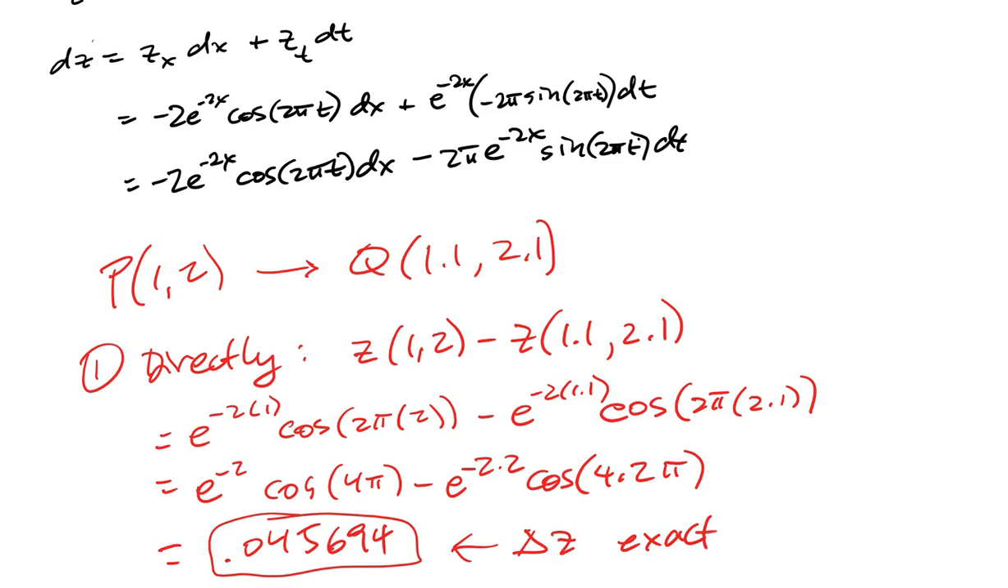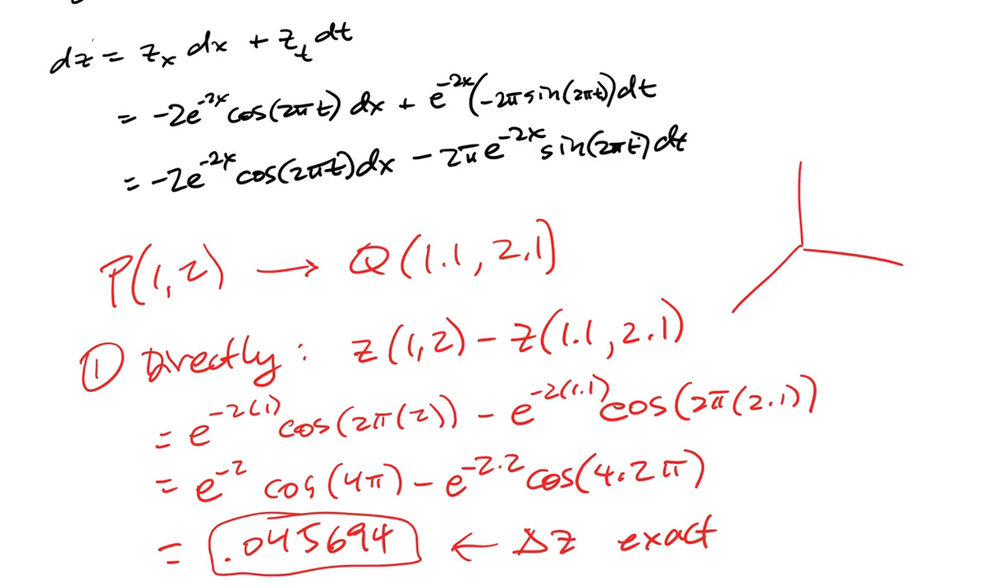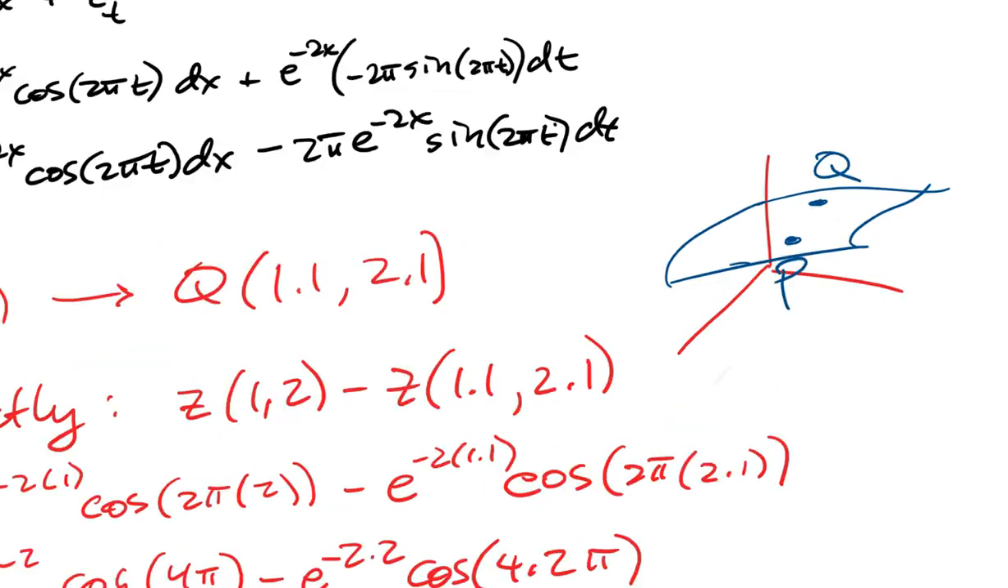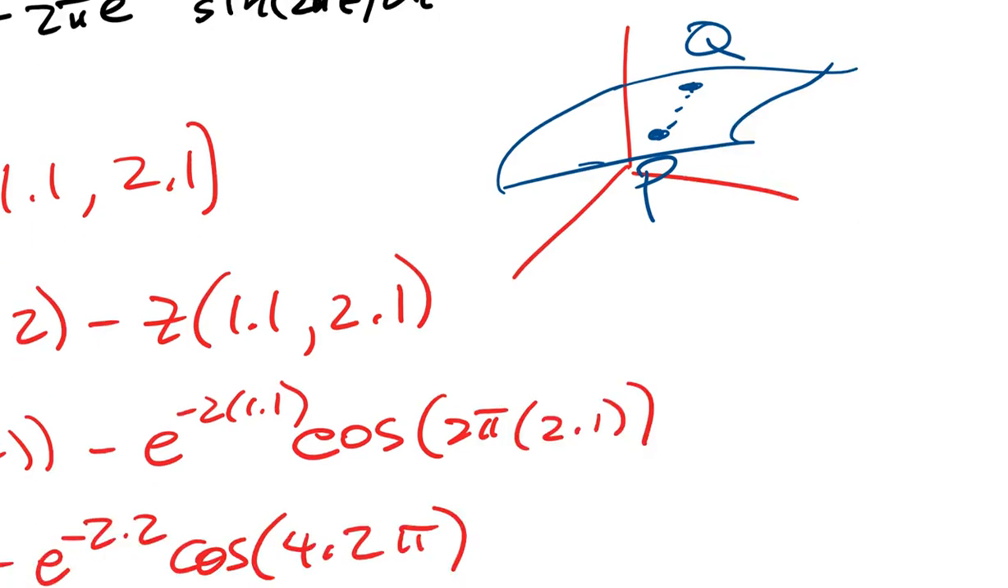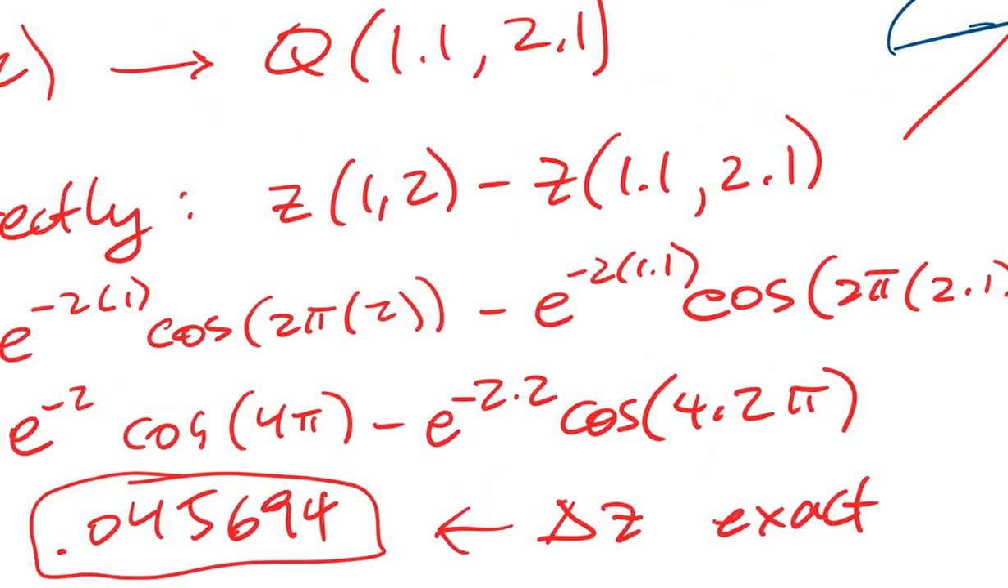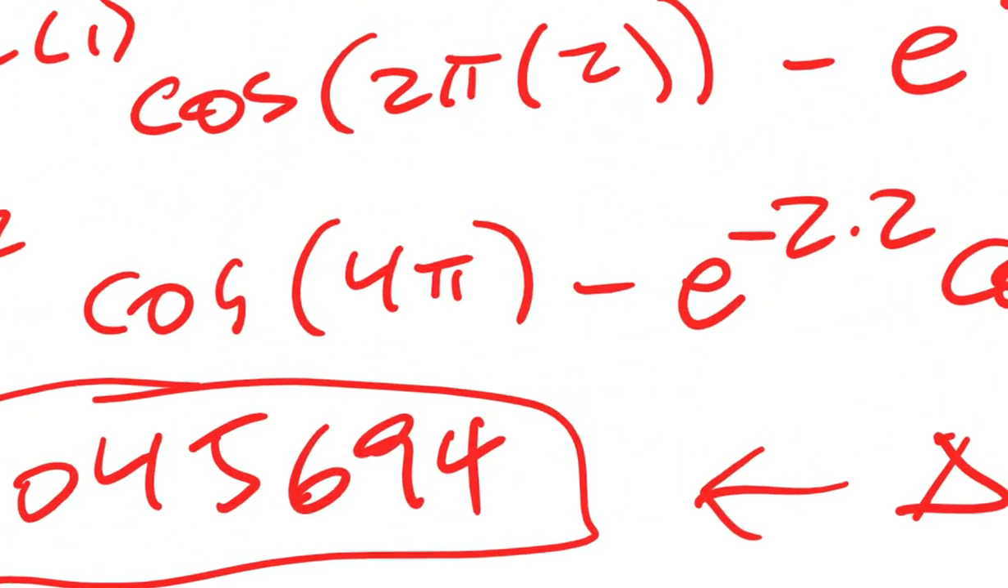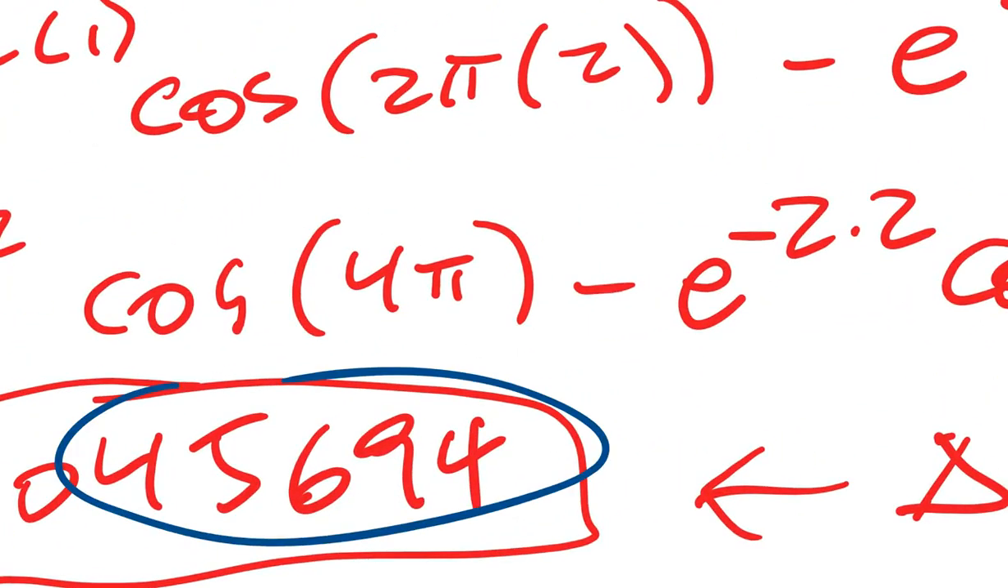Just doing it directly. What's happened here is in the z direction, I've got some surface, and I went from one point, P, to the next, Q, going up in the z direction. That change is this number here, about 0.04.